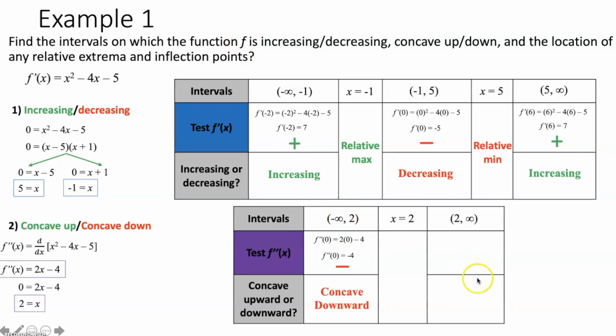Now again, we don't know what's happening here yet. We have to determine what's going on over here. If we go from concave downward to concave upward, that means there's an inflection point at x is equal to 2. But if we go from concave downward to concave downward, there would be no inflection point at x is equal to 2. So we pick a test x value on this given interval.